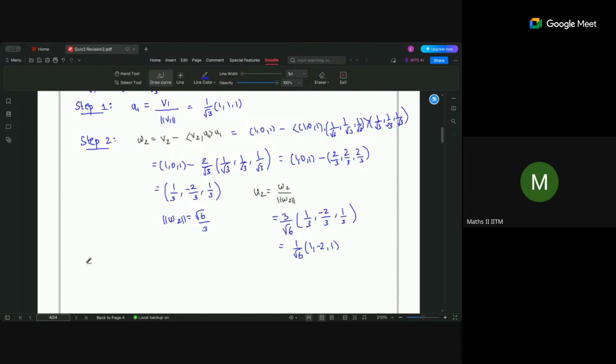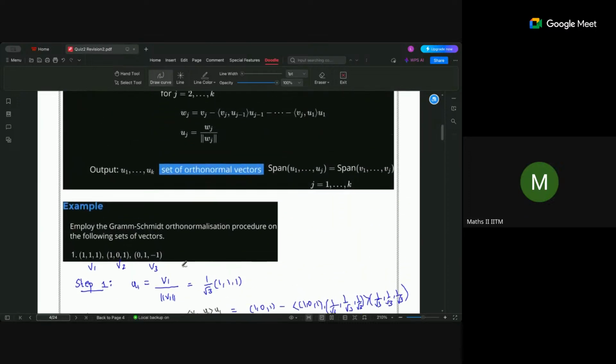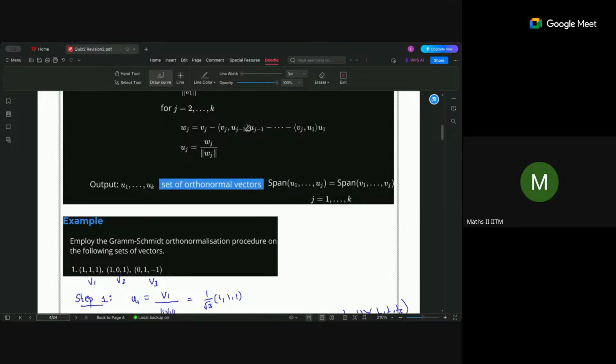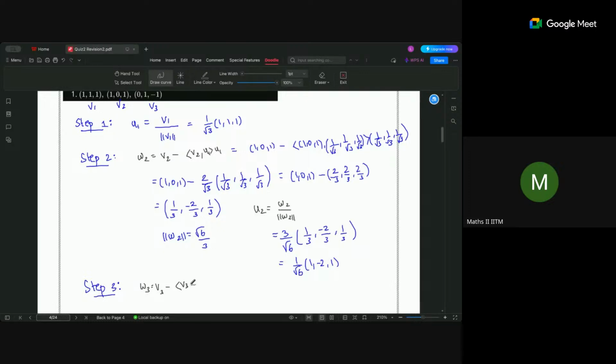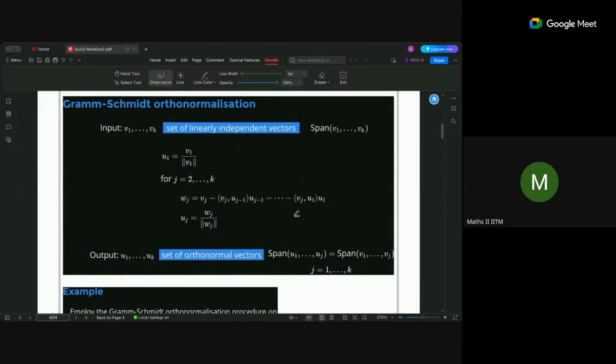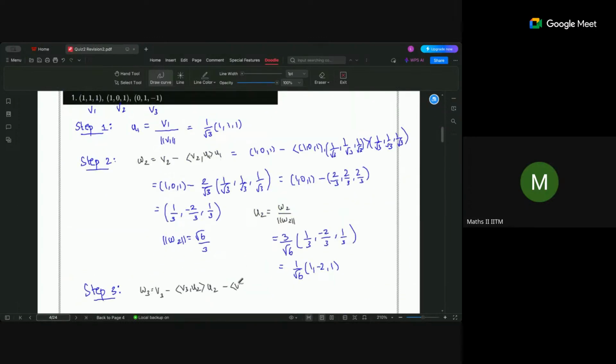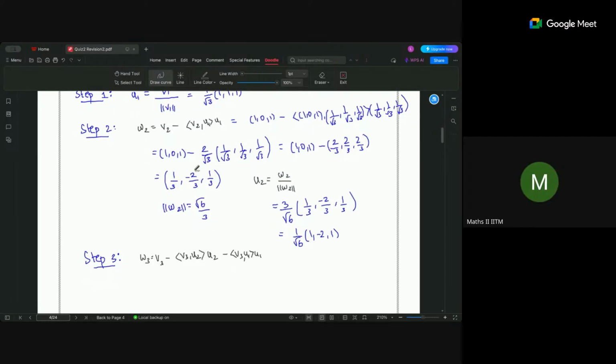Now what is the third vector? What is the formula? w3 is equal to v3 minus the inner product of v3 comma u2, times u2, minus, again, the inner product of v3 comma u1, times u1. Now let's do this and see what we get.